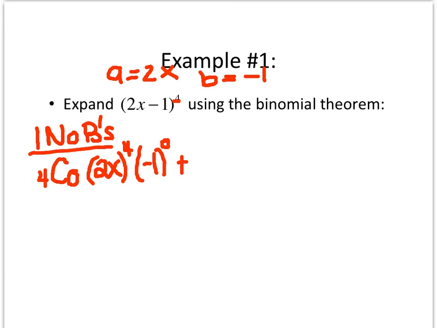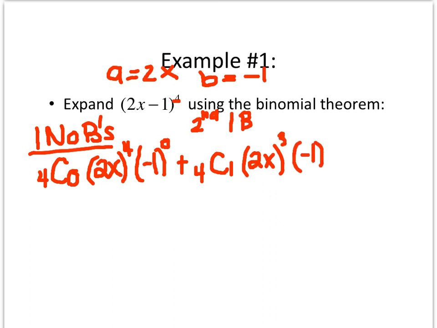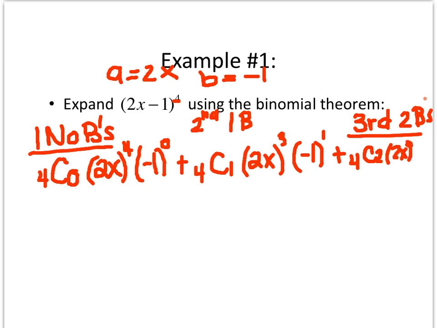Then I want my second term. For my second term, we want 1 b. So we're going to have 4 b's. This time we're choosing one of the 4. And then we're going to have our a value raised to the 3rd power, and we want 1 b. Again, the a's decrease every time. The b's are going to increase every time. For our third term, we want 2 b's. So here we have 4. We're going to choose 2. And then we have our a squared times our b squared. Apologize about the writing. It's getting a little messy.